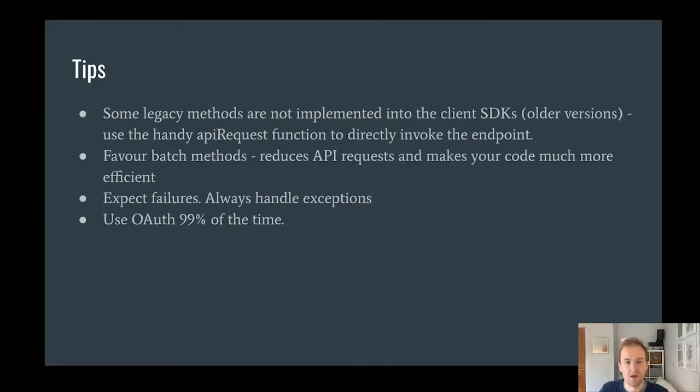So some quick tips. Some methods are not implemented into the client SDKs. That'll usually be the V2 methods. HubSpot is slowly migrating methods across to the V3, but if you do need access to a V2 method, it's fairly straightforward. It's mentioned in the documentation, just use the API request method. Favor batch methods, we could have converted our code to use batch methods. It would have only been 2 API requests creating 10 contacts at a time, rather than 20 API requests.